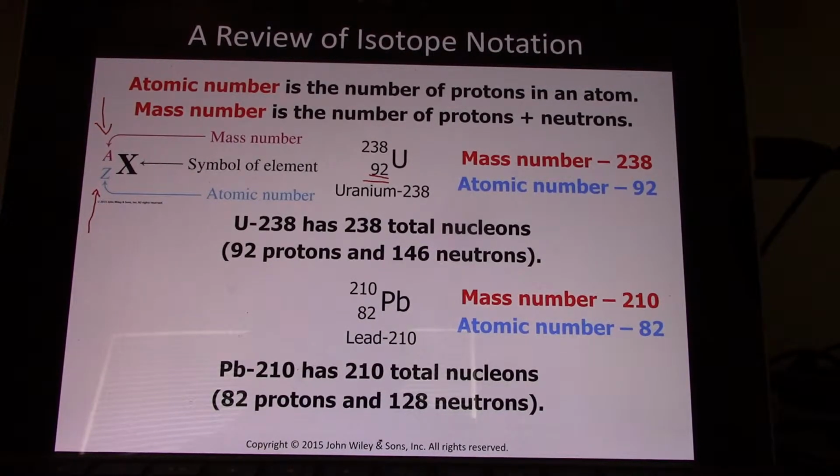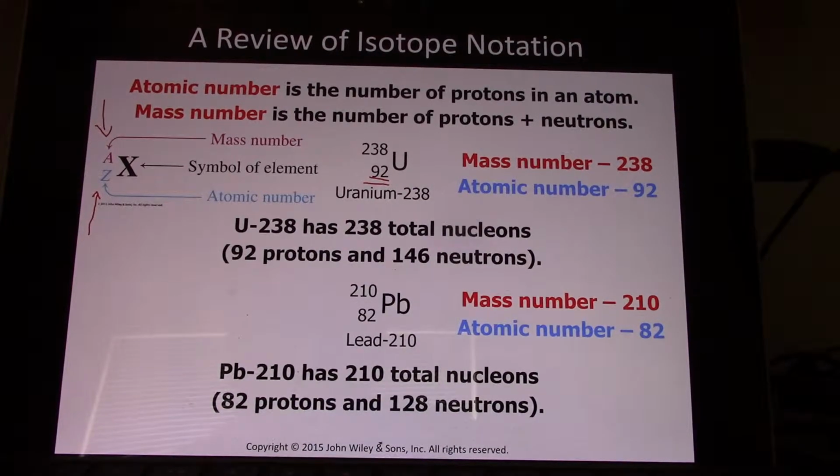Lead-210. To find the number of neutrons, we take the protons and neutrons, which is 210, minus 82 protons to get 128 neutrons.